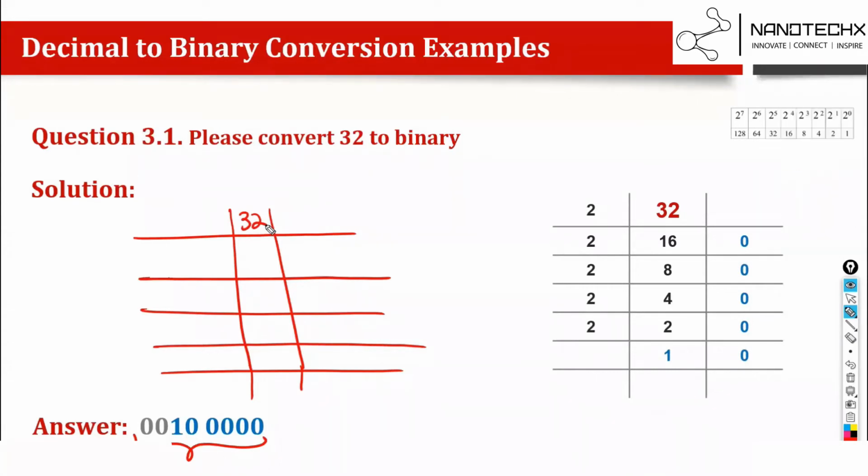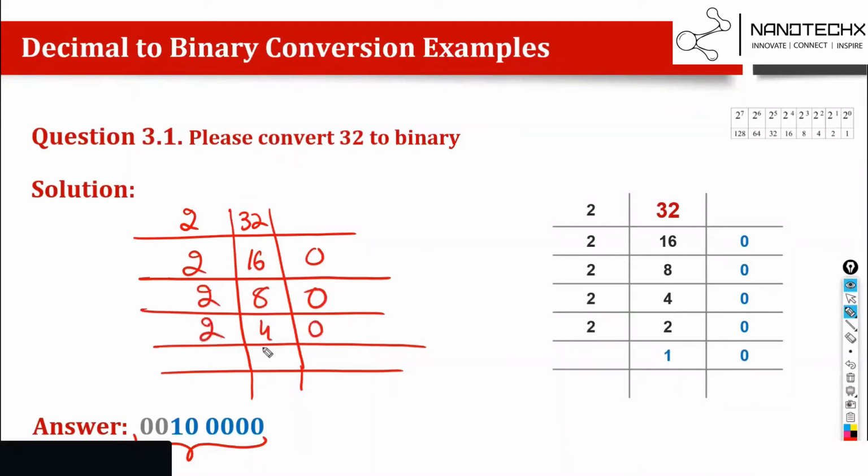So start dividing by 2. 2 16s are 32. How much is left? 0. Then 2 8s are 16. How much is left? 0. 2 4s are 8. How much is left? 0. 2 2s are 4. How much is left? 0. And then 2 1s are 2. How much is left? 0. Now whatever we have seen here is our binary number.